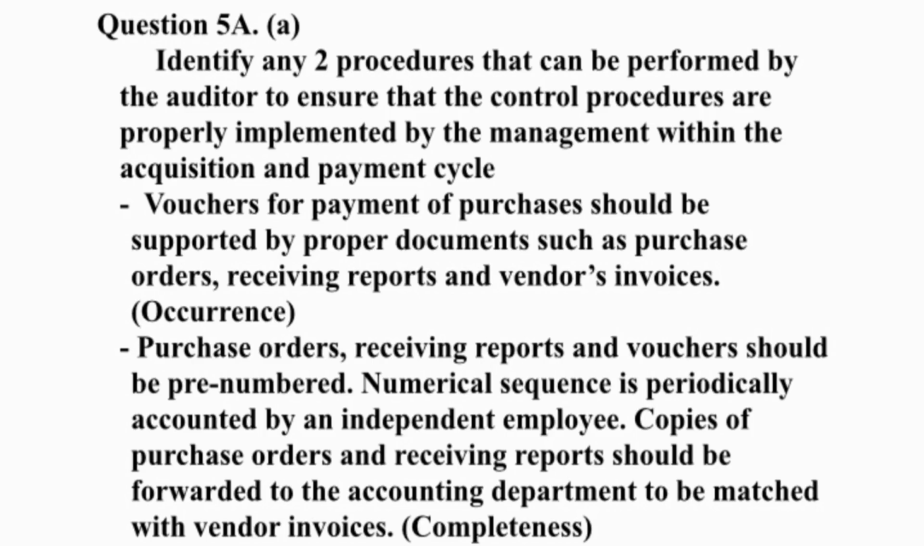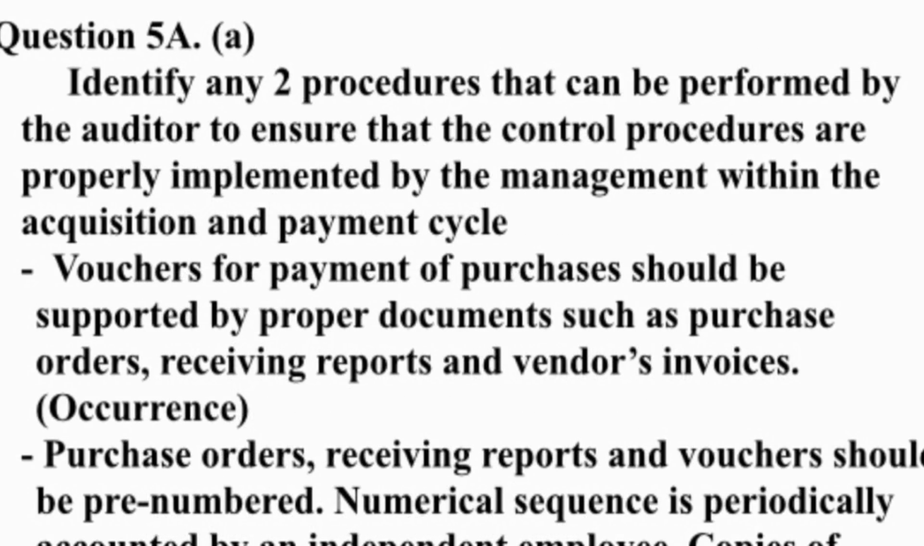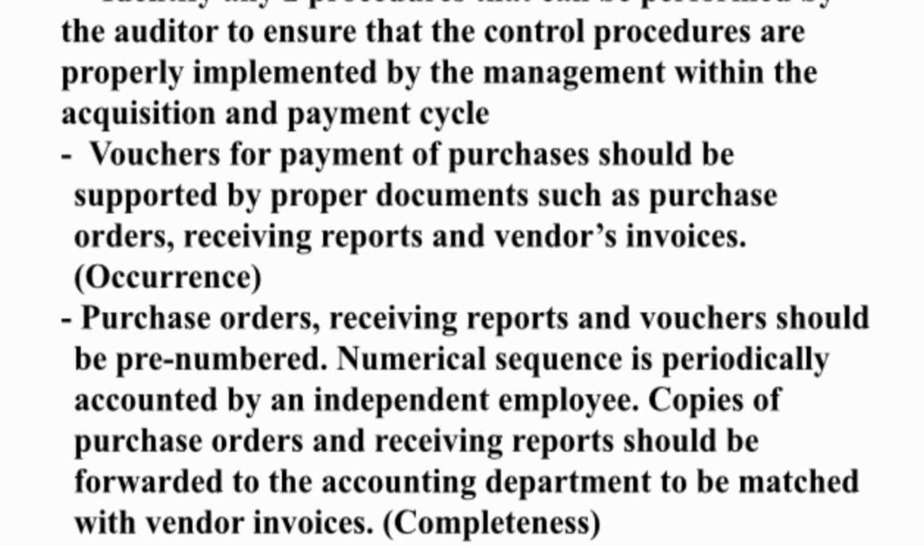Okay, so the next one is purchase orders, receiving reports, and vouchers should be pre-numbered. Numerical sequence is periodically accounted for by an independent employee. Copies of purchase orders and receiving reports should be forwarded to the accounting department to be matched with vendor invoices. This is the procedure of completeness. So this means this procedure occurs repeatedly. Okay, and then this one is the procedure that must be completed.